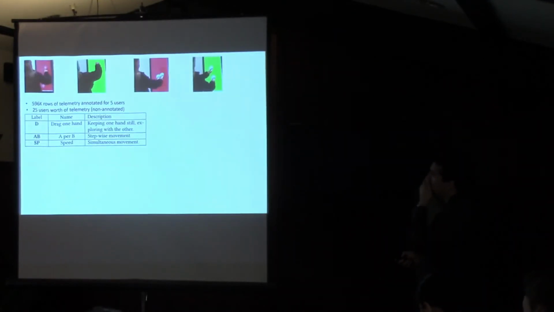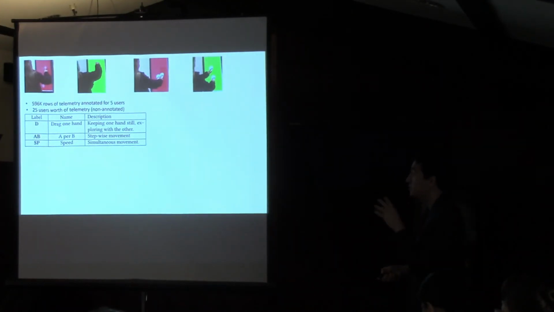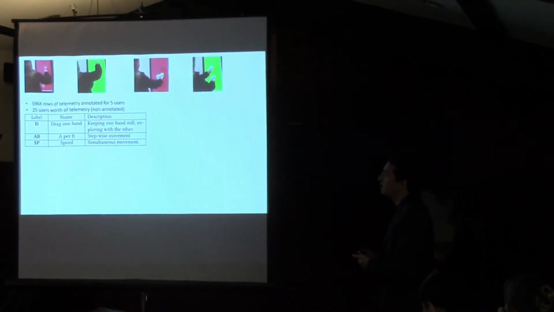Okay, so what are we trying to do here? We had 596,000 rows of that telemetry annotated for 5 users. So another difficult thing with these high frequency sensors is you can't get the same data set size as you can from popular online STEM platforms, right? Because these devices cost money. Often they need to be in a lab. So you end up with a smaller user count.